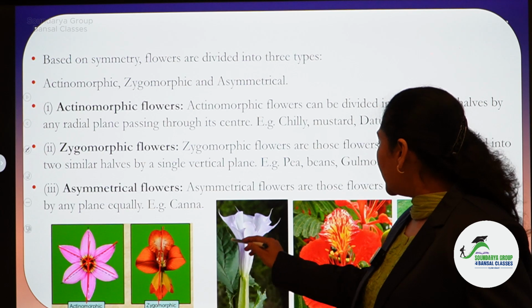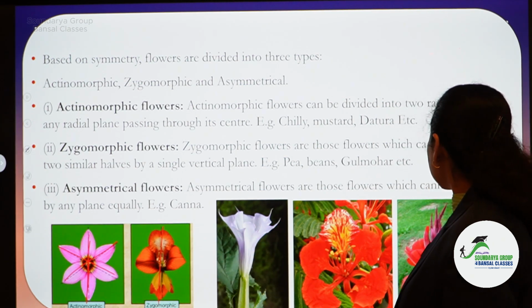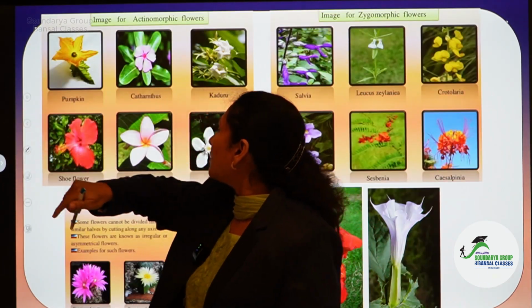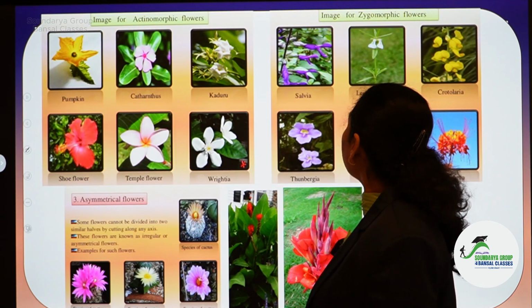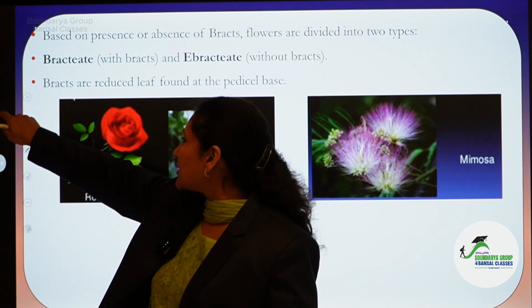Then if you don't have any particular symmetry, like in the canna flower, this is the canna flower, we call it an asymmetrical flower. So these are some actinomorphic and zygomorphic flowers with pictures. A picturized memory will last longer.